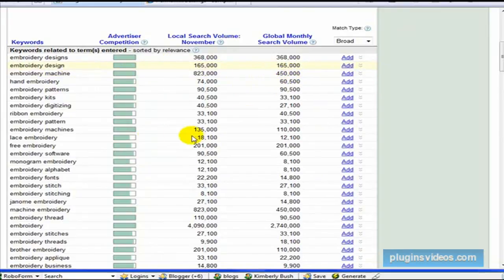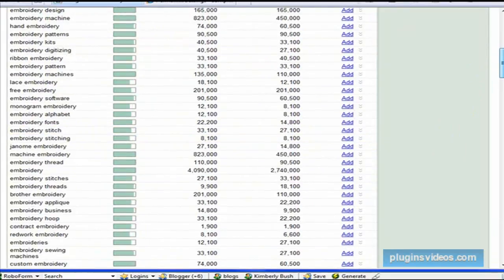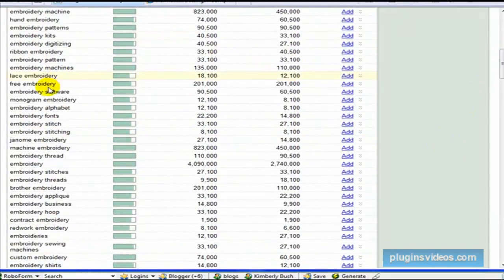So let's look here. Free embroidery, also a bad idea, just because my stuff on my site isn't going to be free. So I don't want people that are looking for that. Monogram embroidery. Okay, now we're talking about a specific embroidery service that people provide. Let's say that I have that on my site, so that's great. I can see that it has a decent search amount every month.